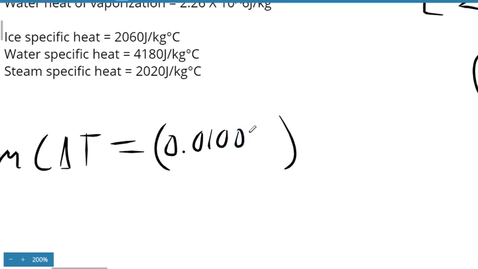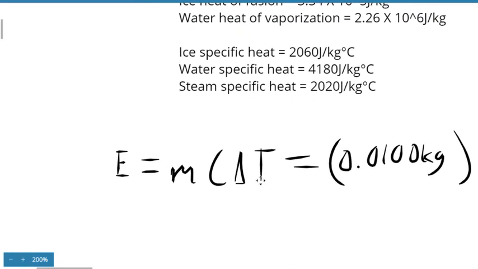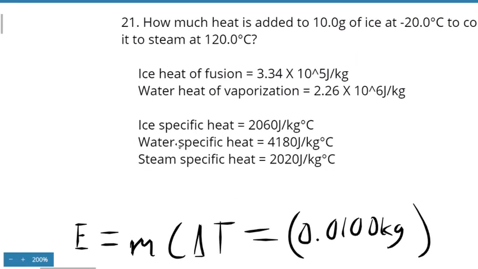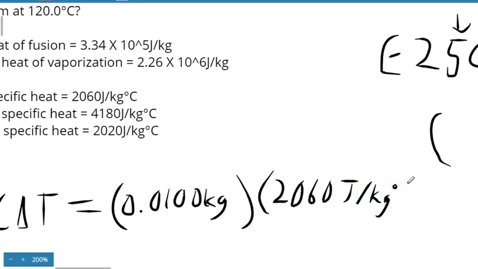And then for the latent heat, or no, the specific heat, we're given that. It is C for this one. The ice specific heat is 2060 joules per kilogram degrees Celsius. And I'll erase some of our previous work.